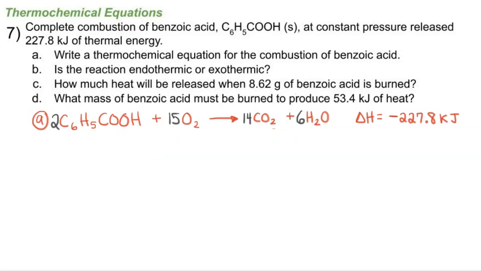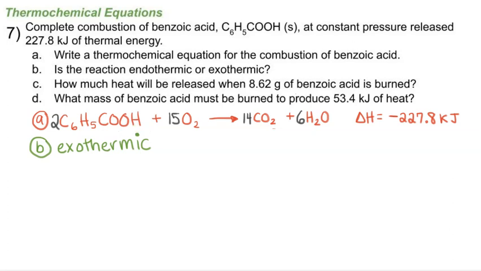Part B says, is the reaction endothermic or exothermic? Well, since we have a negative delta H value and because it's combustion, we know that this reaction is exothermic. So there's 2 ways that we could know there, exothermic.